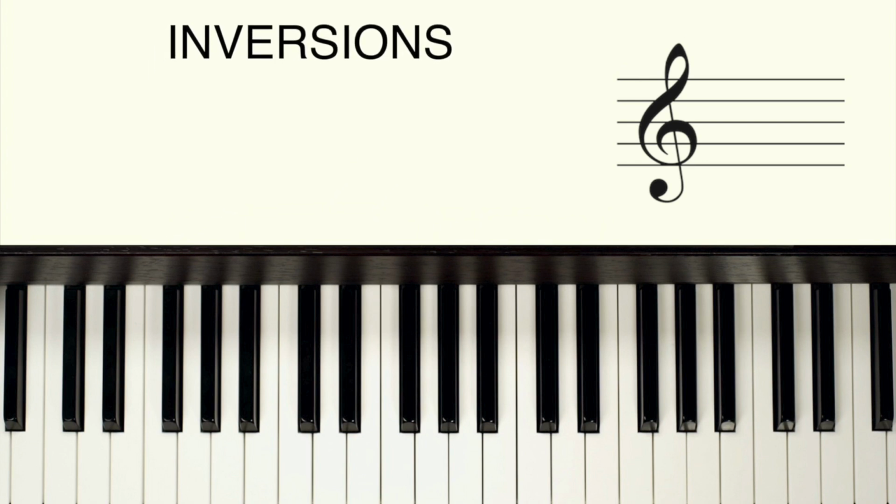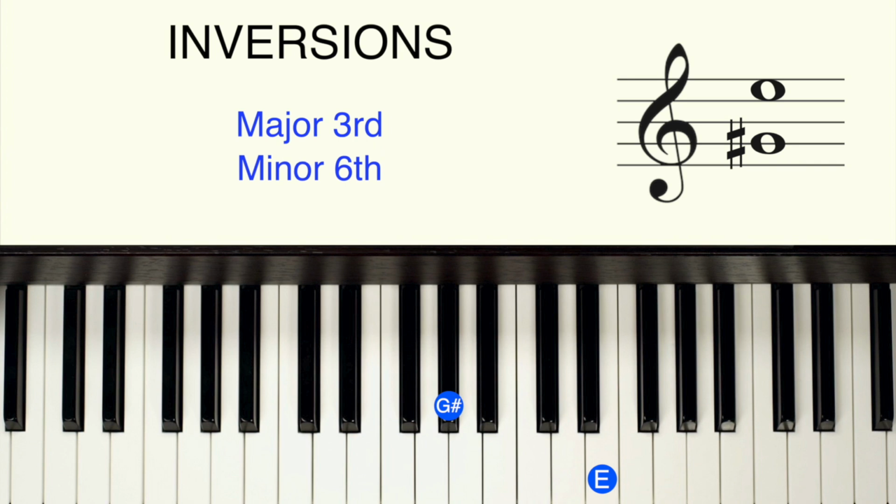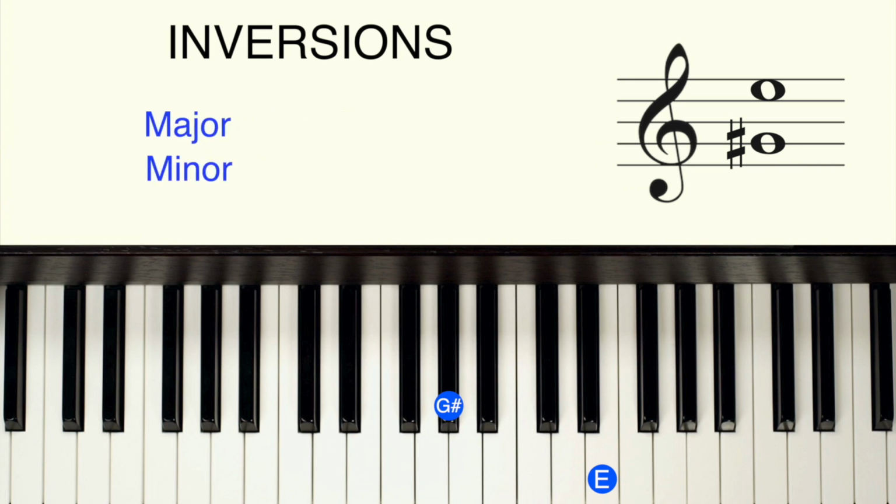Let's see what happens if we take a major interval and flip it over. Here's E up to G sharp, 4 half steps, and that makes it a major third. Now flip it over, E down to G sharp, and it's now a sixth. Count the half steps. 1, 2, 3, 4, 5, 6, 7, 8, and that's a minor sixth. So major intervals invert into minor ones, and vice versa.